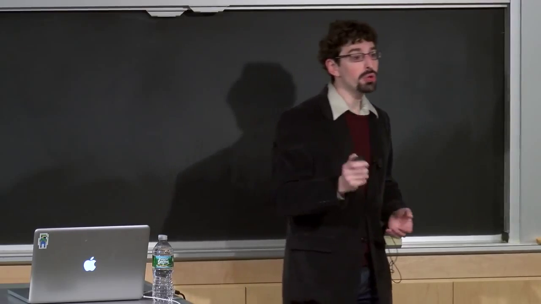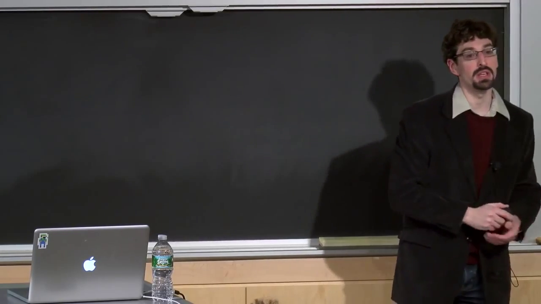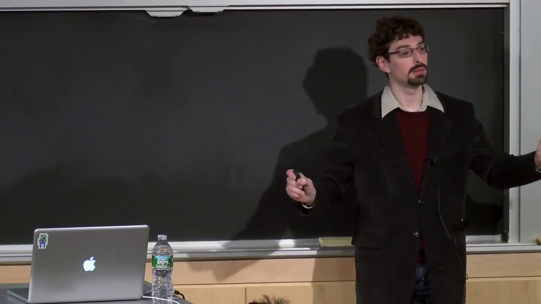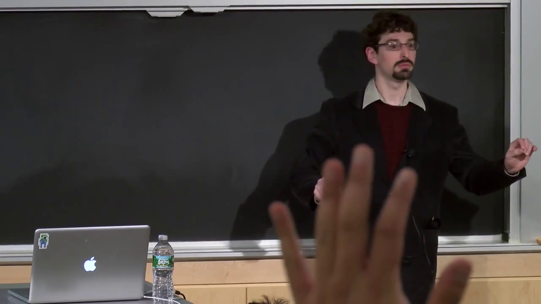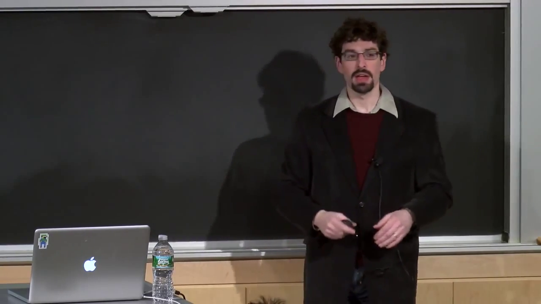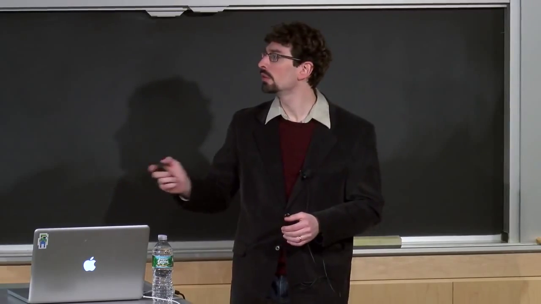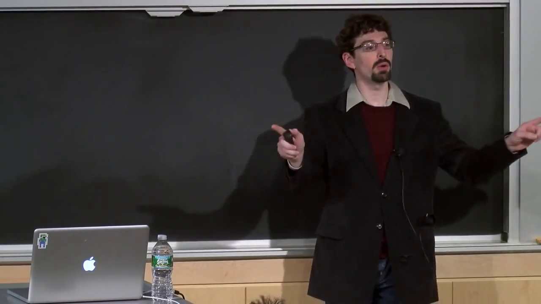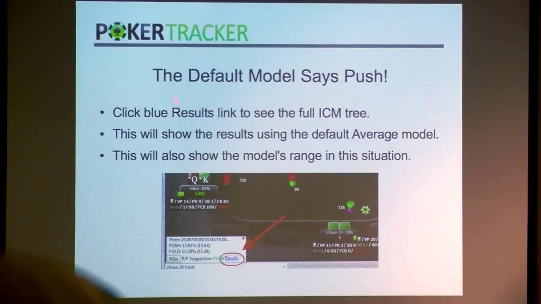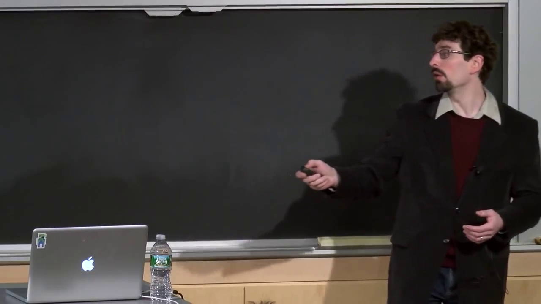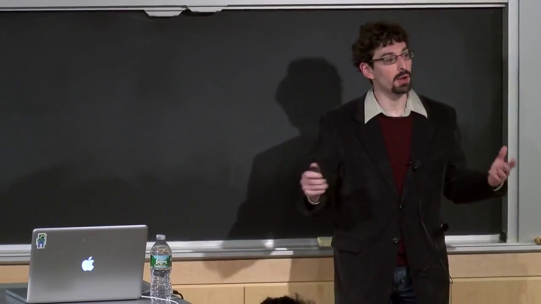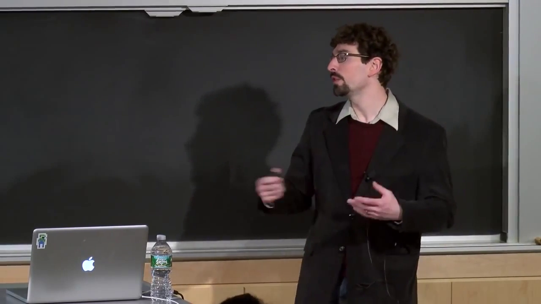So who thinks we should call his all-in raise if he was an average player? About a third. Everyone else, I presume, says fold. The default model says call. Everyone who raised your hand, you guys win. So you can click the blue results link here. You can see the full ICM tree. But the important thing to note right now is you can look and see what your prize pool equity is right here. If you push, you would have against the average model 15.83% equity in the prize pool. If you fold, 15.28%.